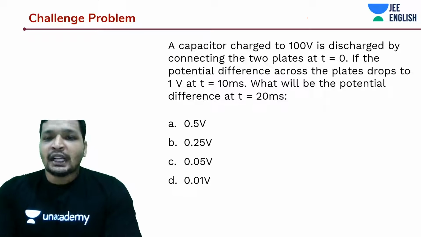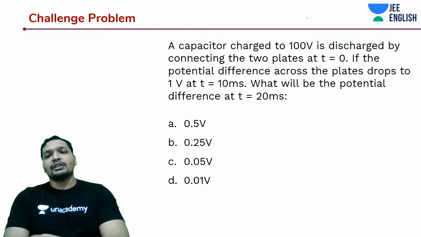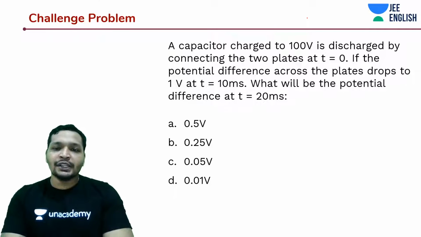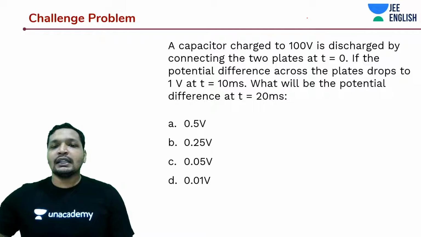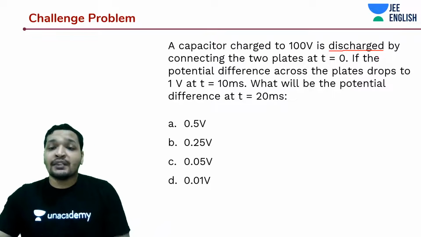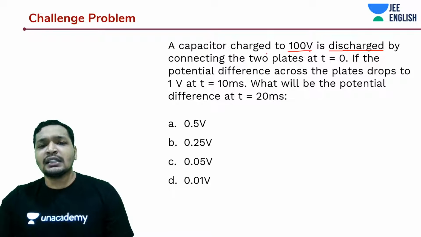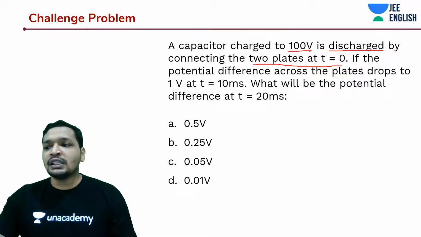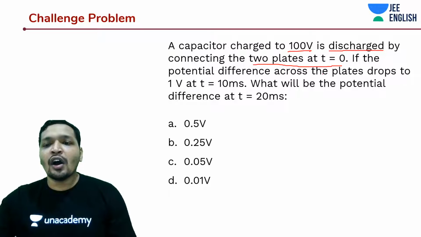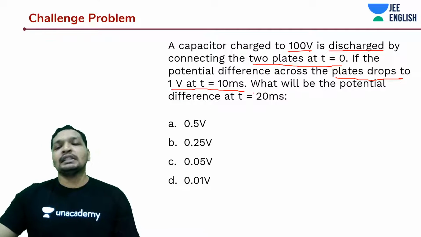So yes, students, general question: a capacitor is charged to 100 volts. I just brought this question to your notice because I noticed there isn't any resistor mentioned in the question. So we see this question, there isn't any resistor explicitly mentioned. Okay, and they are saying it is getting discharged. If there wasn't any resistor, which is an ideal case, even your wire would have some resistance. So you can assume that this is a very practical question. So a capacitor is charged to 100 volts and it is discharged by connecting two plates at time t is equal to 0. Now, that gives you the hint that there might be a resistance across the capacitor. So they are saying that if the potential difference across the plates drops to 1 volt at t is equal to 10 milliseconds.